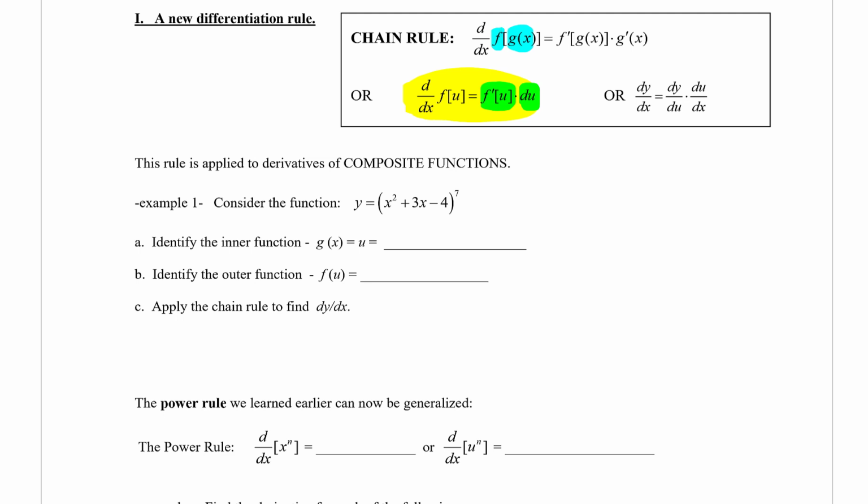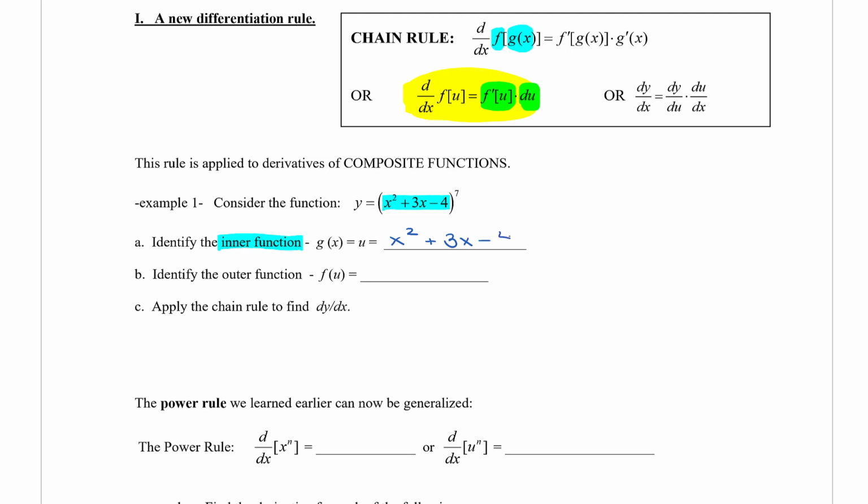So looking back at our function, the inner portion is going to be what's inside the parentheses. It's going to be the x squared plus 3x minus 4. That's going to represent our inner function. I've highlighted the words inner function here, and I've also highlighted the inner portion of the function, the x squared plus 3x minus 4, in blue, and I'm going to write it down here. g of x equals u is going to be equal to x squared plus 3x minus 4.